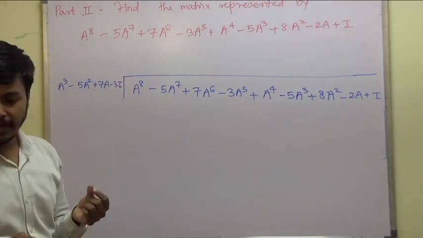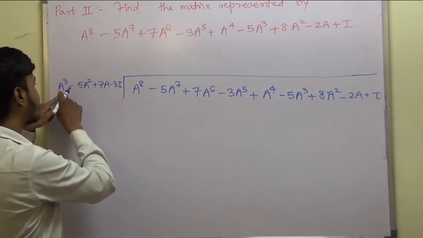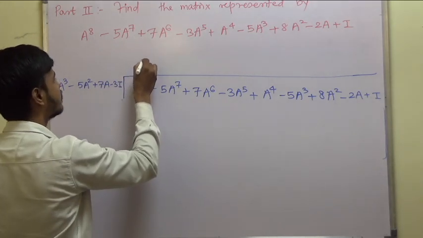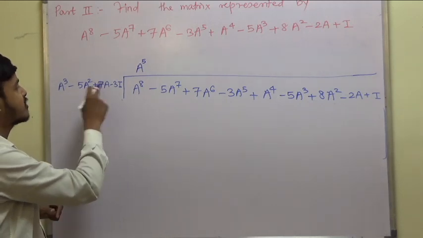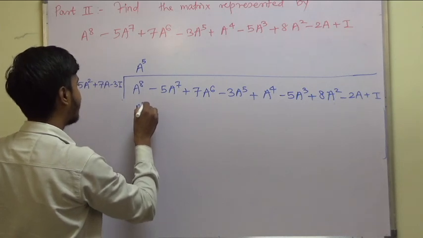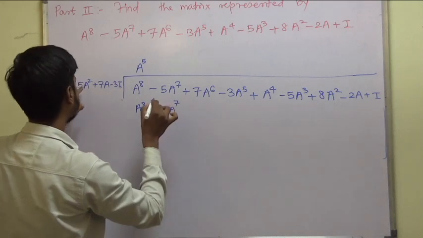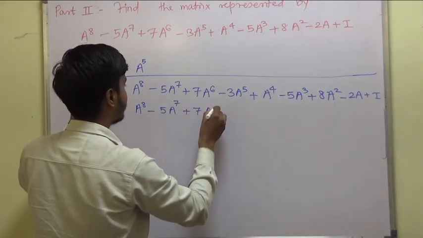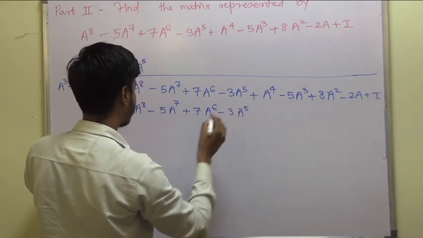Okay, a cube minus 5a square plus 7a minus 3i. Now here it is a power 8 and we have a power 3. So to get a to the power 8, we need to multiply this equation by a to the power 5. So what will we get? a to the power 8 minus 5a to the power 7 plus 7a to the power 6 minus 3a to the power 5.